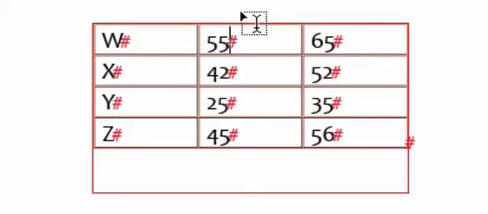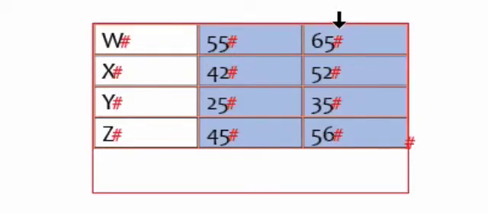If I come up outside the text frame, I get a downward arrow. Click, and I've selected a column. Keep pressing, though, and come across, and I've selected two columns.